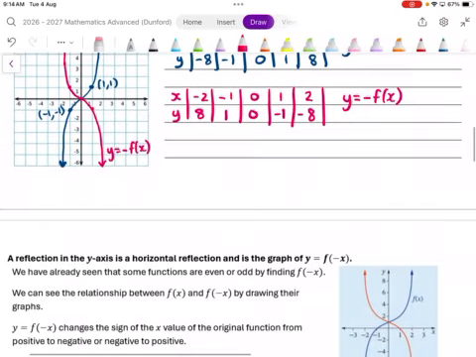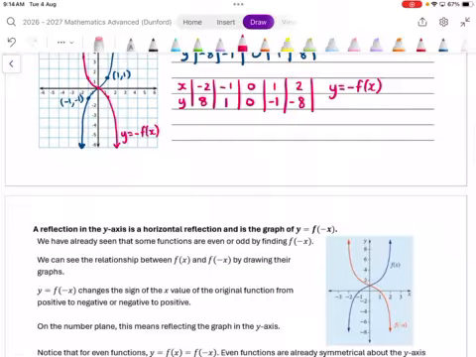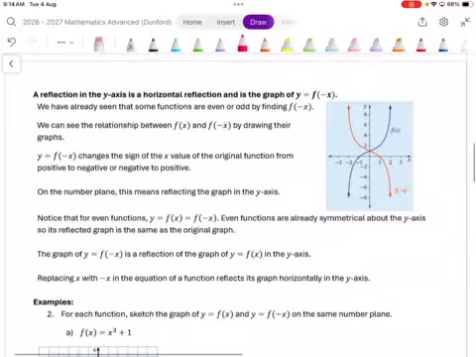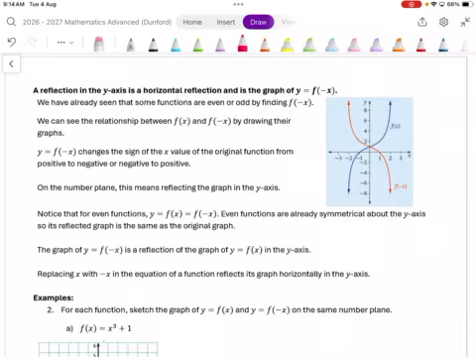Okay, what we are looking at next is a reflection in our y-axis. A reflection in the y-axis is a horizontal reflection, and it's of the graph y equals f of negative x. We have looked at finding y equals f of negative x algebraically when we were doing our even and odd functions. We can see the relationship between f of x and f of negative x by drawing their graphs. Y equals f of negative x changes the sign of the x value of the original function from positive to negative or negative to positive. On the number plane, this means reflecting the graph in the y-axis.